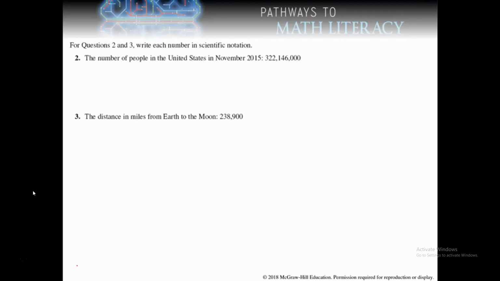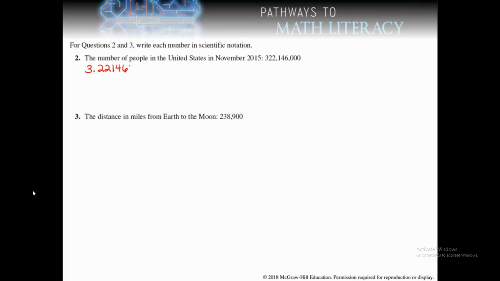In questions 2 and 3, we're writing the given number in scientific notation. So in question 2, the number of people in the United States in November 2015 was 322,146,000. Well, to write that in scientific notation, I need to rewrite it with the first digit in the whole number, and then a decimal point, and then the rest of the numbers. But when I get to a point where the rest of them are all zeros, I can stop.